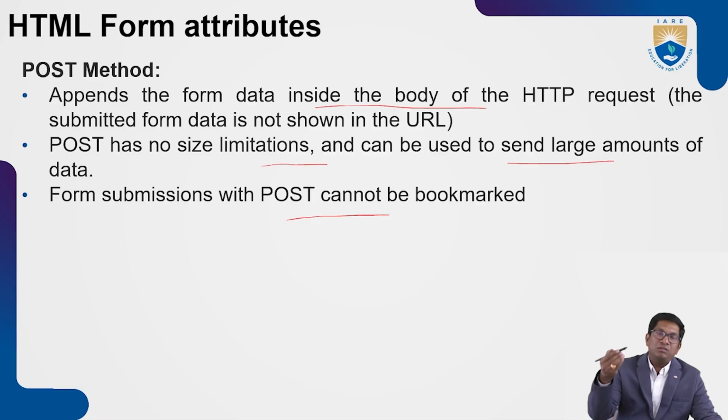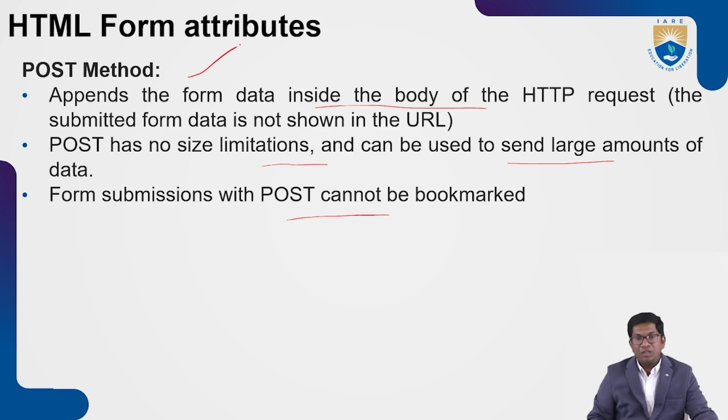If you want to bookmark, then use the get method. Otherwise, if you want to pass secure data from one web page to another, or send it to the server, then use the post method. So we have two very important attributes: one is action, another one is method.